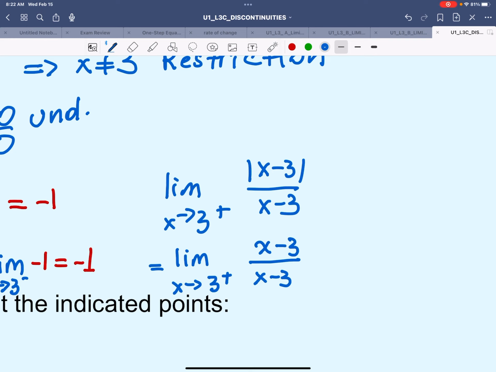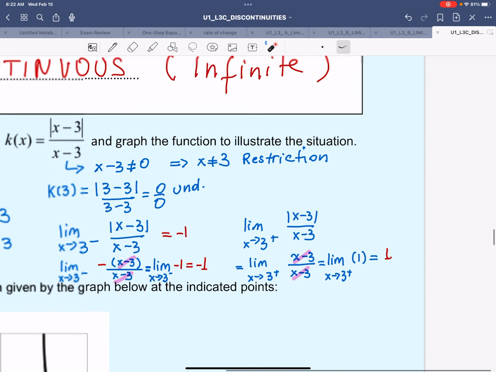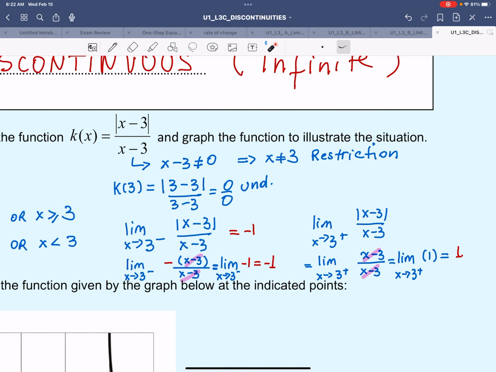So as you can see, x minus 3 and x minus 3 will simplify, and that would give the limit as x approaches 3 from the right of number 1. And that would equal exactly 1, because that's the limit of a constant. So as you can see in here, when x approached 3 from the left, the limit was negative 1. From the right it was positive 1. So positive 1 and negative 1 are two different numbers.